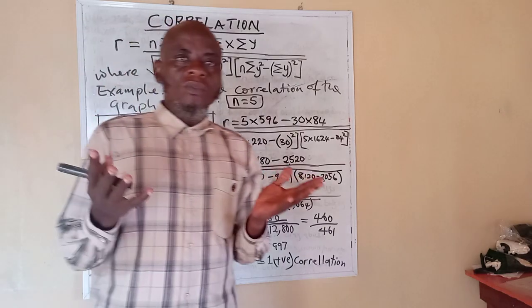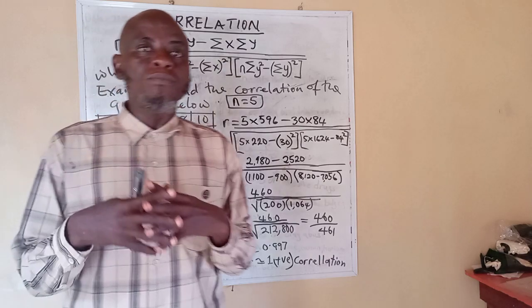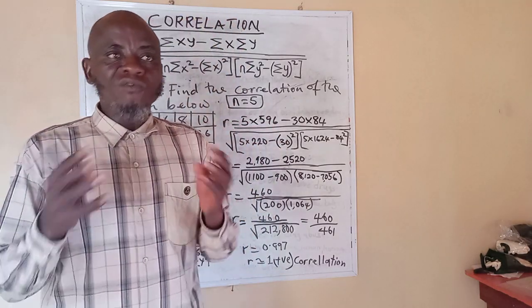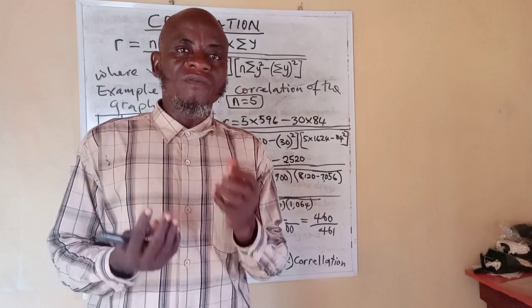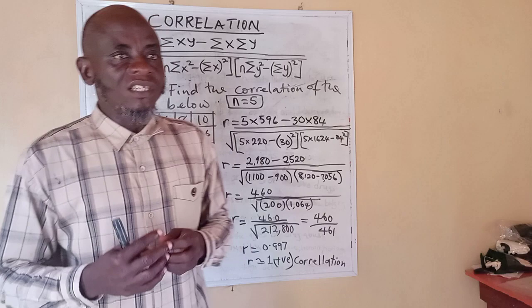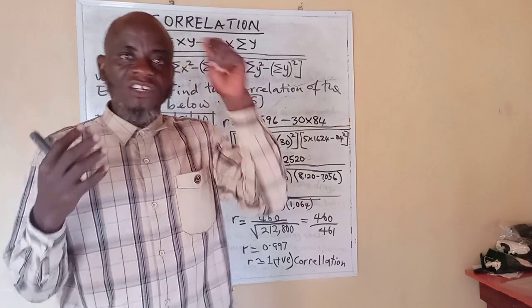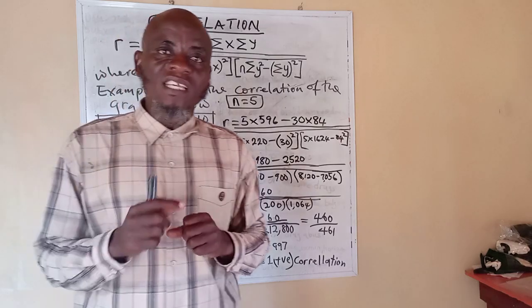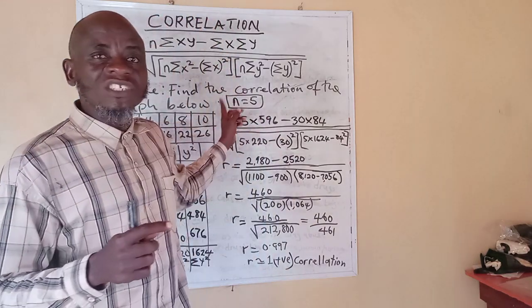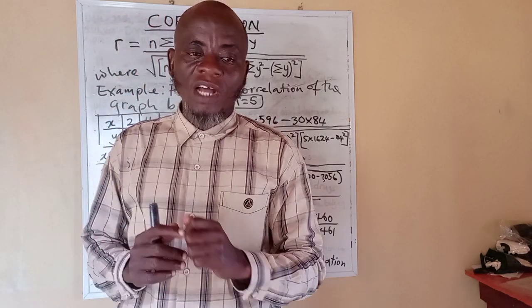What is correlation? It's just a measure of relationship between two variables, x and y. If one is increasing and the other one is increasing, they say they correlated positively. But when one is increasing and the other one is decreasing, then it has a negative correlation. So how do we use this to measure the strength of the relationship between two variables? That's what we want to look at today.